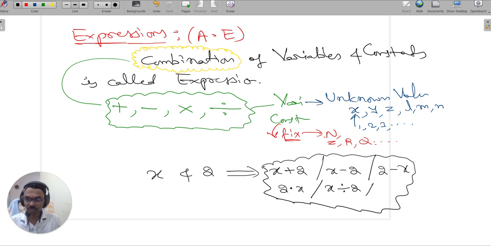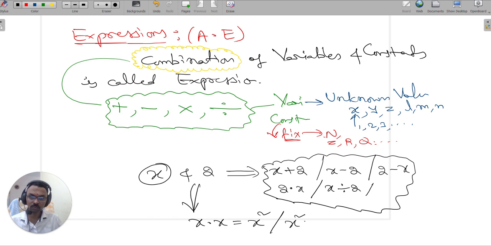Can't we use x again? Yes, you can use x again. That means you may write x into x. This is also an expression. That means x square, or x square plus 2, or x square by 2. All these are called expressions.